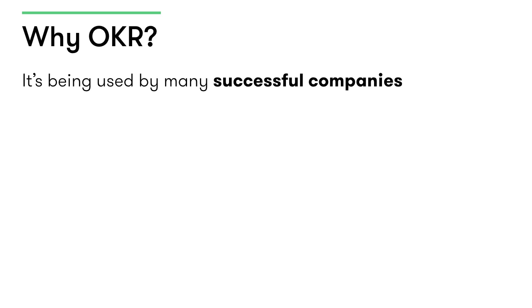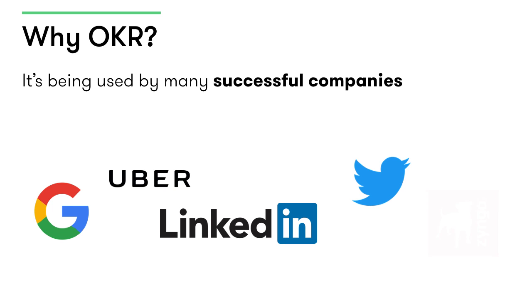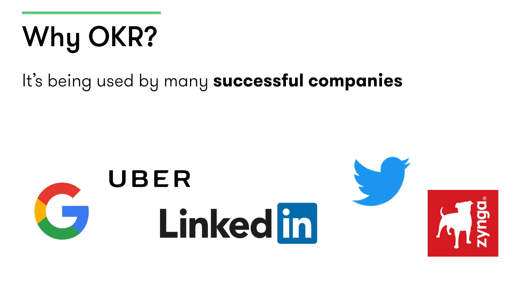Also, it's being used by many successful companies, such as Google, Uber, which you can see is really successful right now with its CEO, LinkedIn, Twitter, which doesn't have a good revenue model right now but is still successful, and Zynga. I don't know if you've heard about Zynga. A little bit? Yeah? Okay, good.